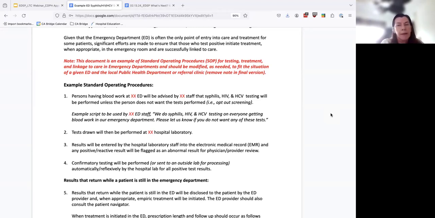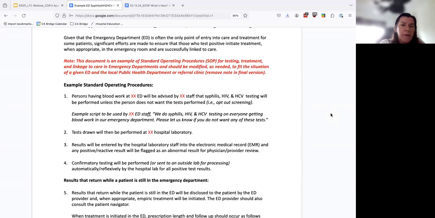So is it going to be the ED clinician? Is it going to be the nurse triage staff? Is it going to be posters on the wall? Will it be part of the standard sign-in when individuals sign in, that they'll be advised that syphilis, HIV, and Hep C testing will be performed unless the person does not want the test performed, i.e., opt-out screening. And here's an example script that can be modified to fit your situation, but generally speaking, here's an example of how you want to say this.